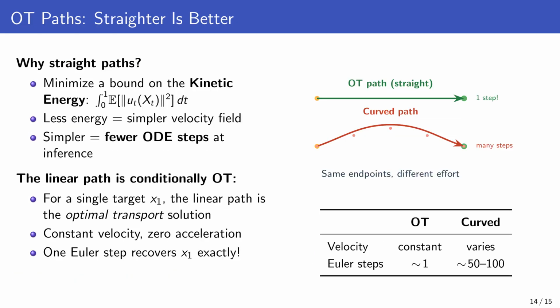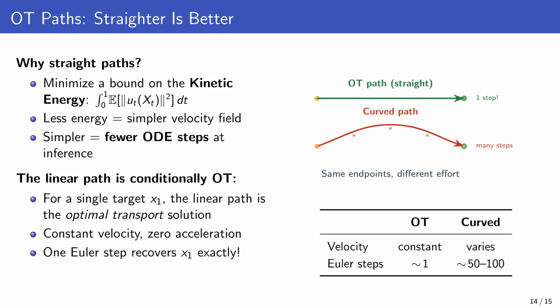We have seen that straight lines are the simplest choice, but are they also the best? It turns out they are, in a precise sense. The linear conditional path minimizes a bound on the kinetic energy, the integral over time of the expected squared velocity. Less kinetic energy means the velocity field is simpler, lower magnitude, less variation over time. And a simpler velocity field is easier for an ODE solver to follow, which means fewer steps are needed at inference time.